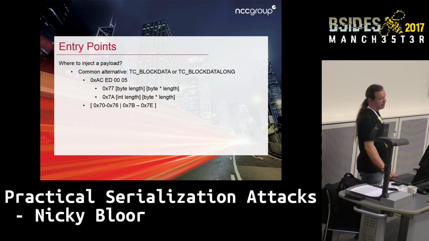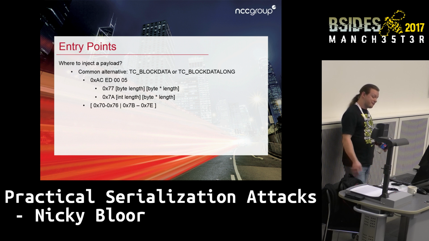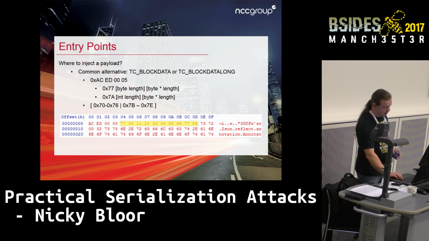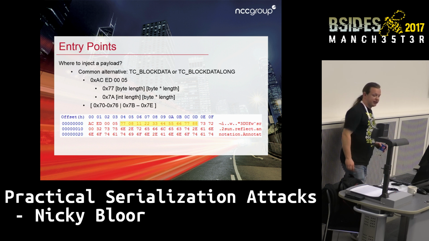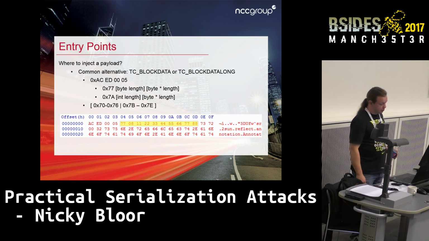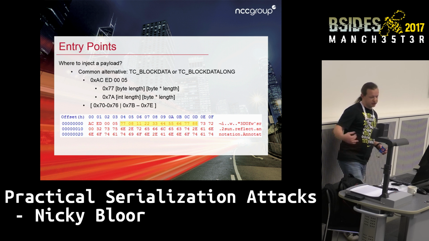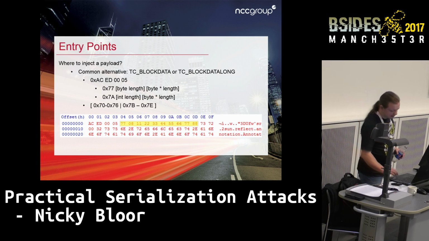If that is then followed by a byte in one of these ranges, we can inject a payload at the offset of that byte. So here we can see an example with a block data element at the start. We've got 77, 08, we've got the bytes 1122, and so on. And then that's followed by a 73, which is an object. So we can inject a payload at that offset.